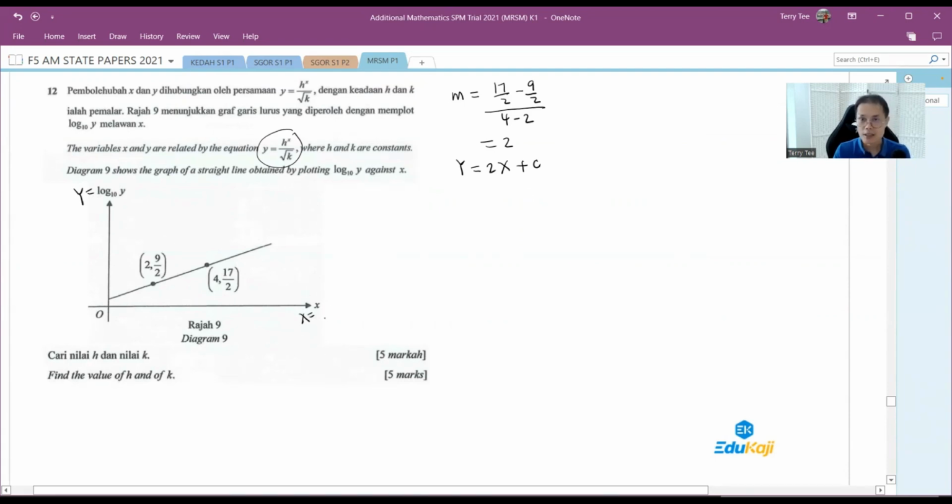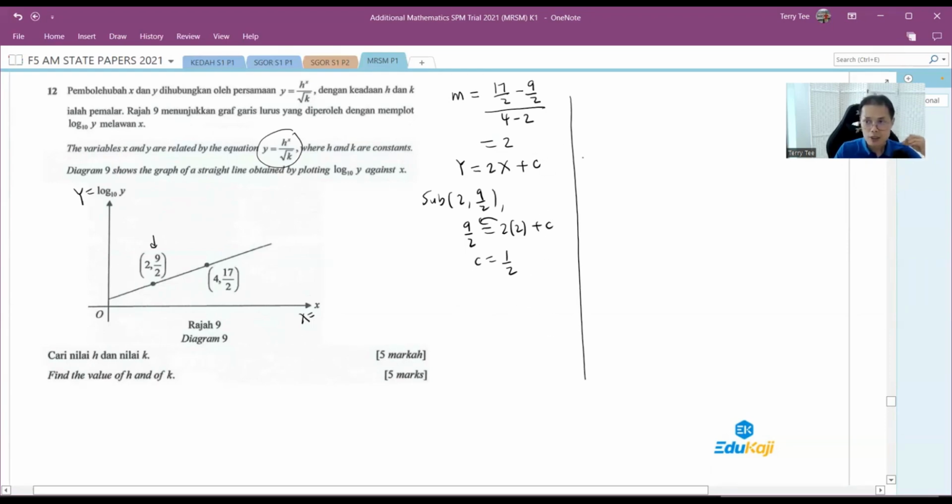To find c, I just sub in a point, any point. Let me take this first point, because it's easier. Smaller number, 2 and 9 over 2. That means my y is now 9 over 2, my x is now 2, so 2 times 2 plus c. Bring over, 9 over 2 minus 4 is 1 over 2. So my y is now 2x plus 1 over 2. Actually, I don't have to write this because what I want is my gradient and my y-intercept.